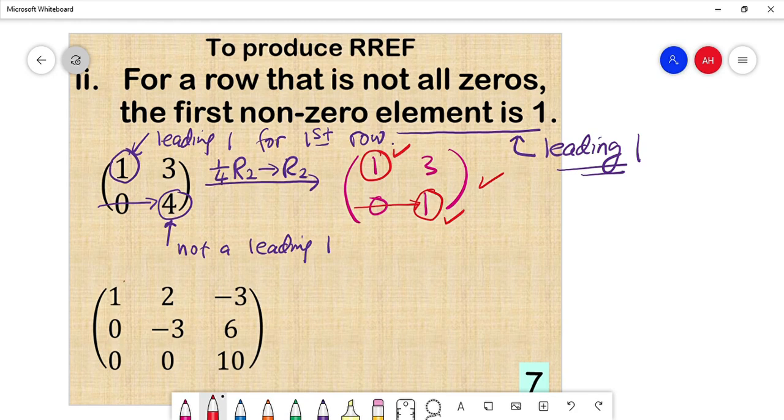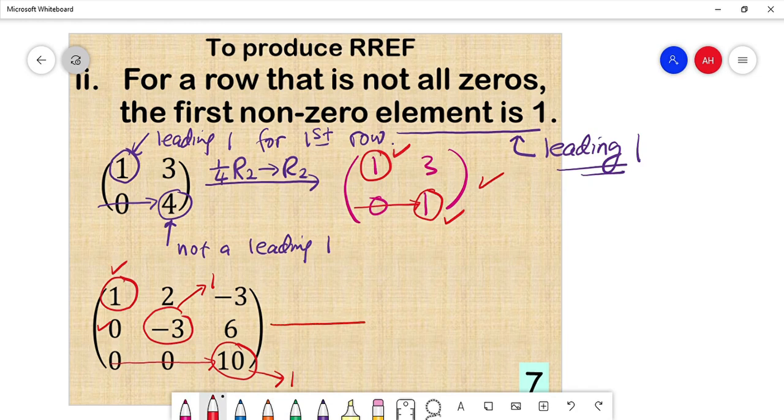For the first row, we have a leading 1. It's good. But for the second row, we don't have a leading 1. After this 0, we have negative 3. What we have to do is change negative 3 to 1. Now for the third row, after this 0, we have number 10. Yes, this number 10 we also have to convert to 1.